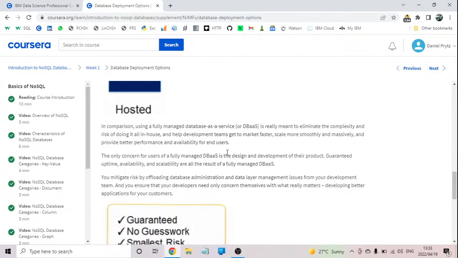The only concern for users of a fully managed service is the design and development of their product. Guaranteed uptime and scalability all result. You can mitigate the risk of overflowing database administration and data layer management issues from your development team, and you ensure that developers only consider what really matters, developing better applications for the customers.